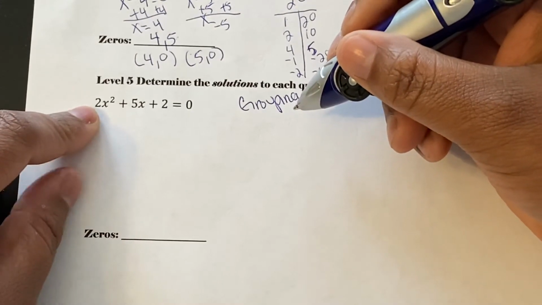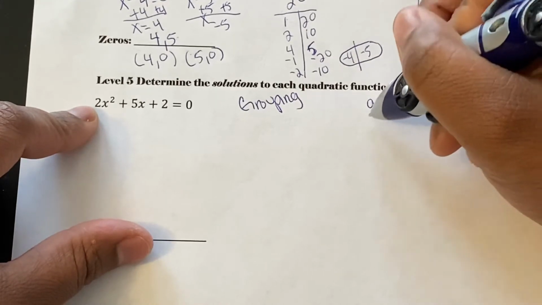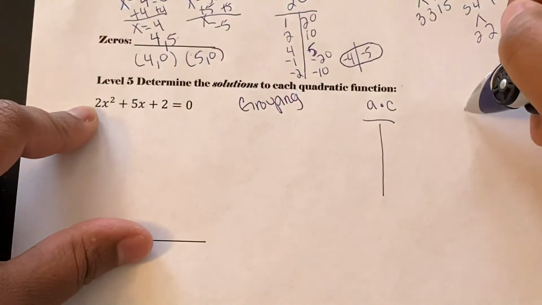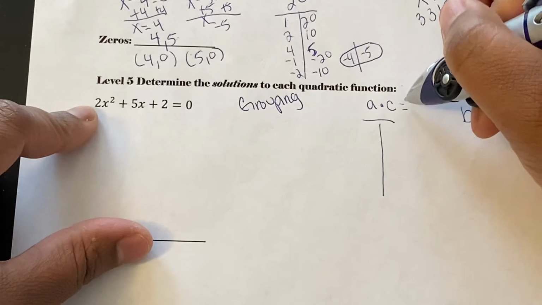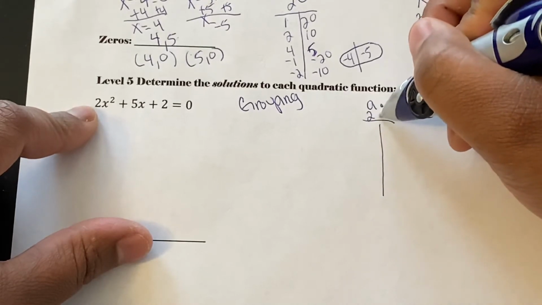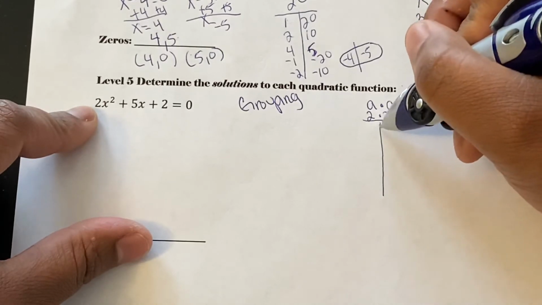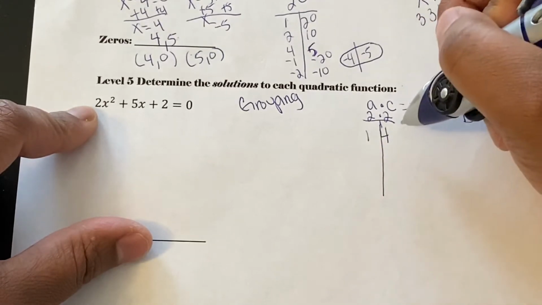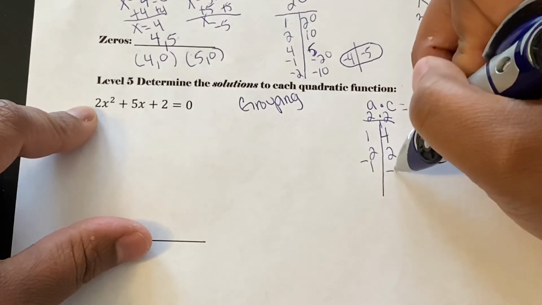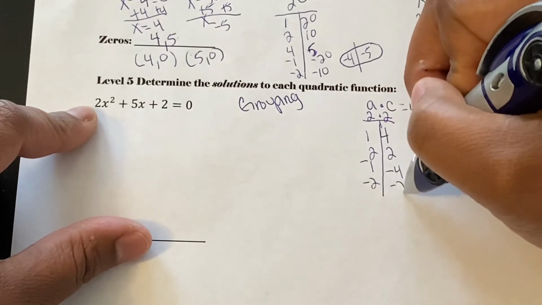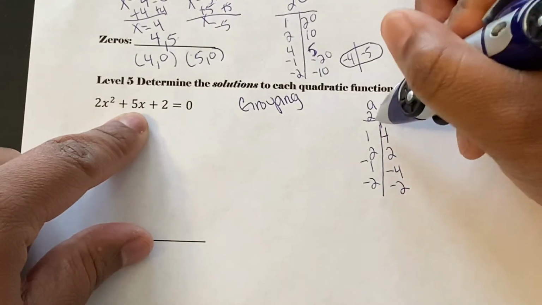Okay, so the grouping method says find the factors of A times C that add to make B. So A times C here is 2 times 2, which is 4. So let's find out the factors of 4. 1 and 4, 2 and 2. It could also be -1 and -4, and -2 and -2. So which factor pair add to make 5? That would be 4 and 1.